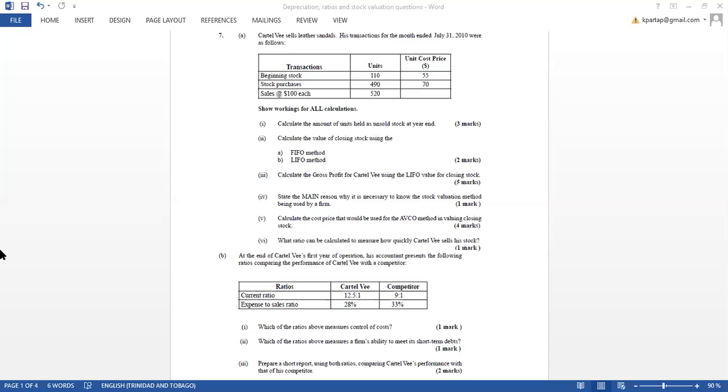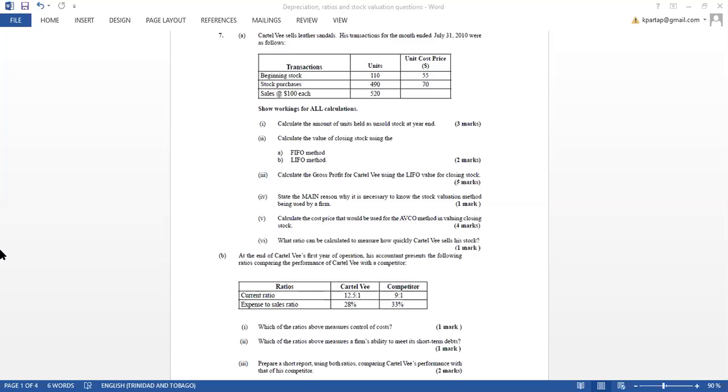So again, you can do this up as a simple statement, but you're not just looking at units now, you're looking at the value. So remember, to find the value, you have to multiply the units by the cost price to give you the value of that, right? You're doing it firstly in the FIFO method, and then second, you're doing it in the LIFO method. I can tell you, this is literally about 6 lines worth of working to calculate both methods.